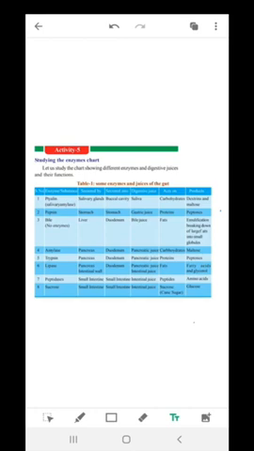The third one, bile. Bile, very important, it doesn't contain any enzyme. It is a digestive juice. Bile juice doesn't contain any enzyme. You'll get a question as to which digestive juice doesn't contain any enzyme. It's bile juice. It acts on fats and it converts fats into small globules, which is very, very important. That process is known as emulsification.